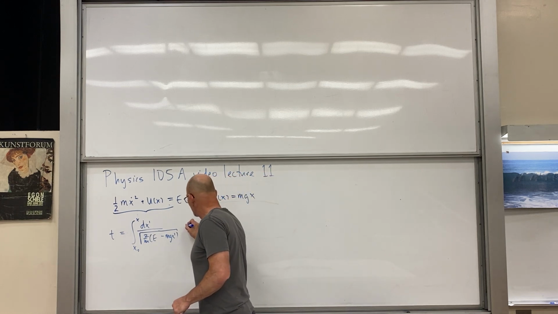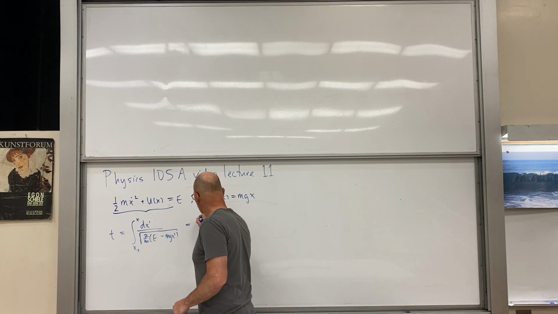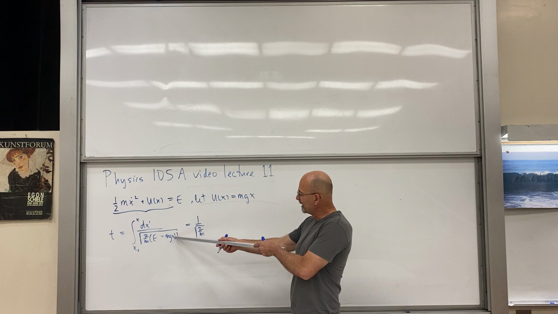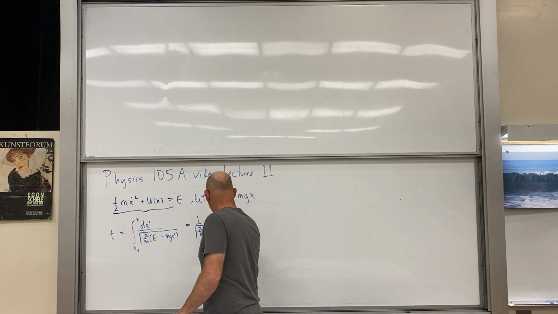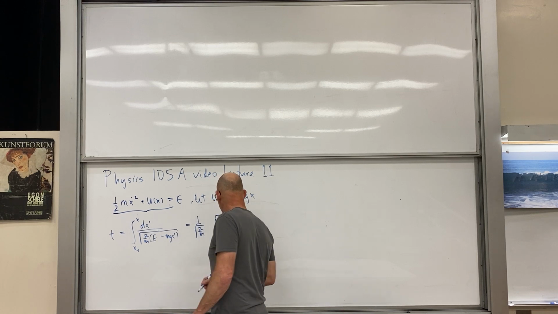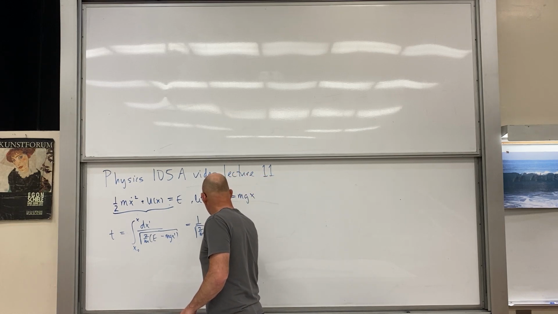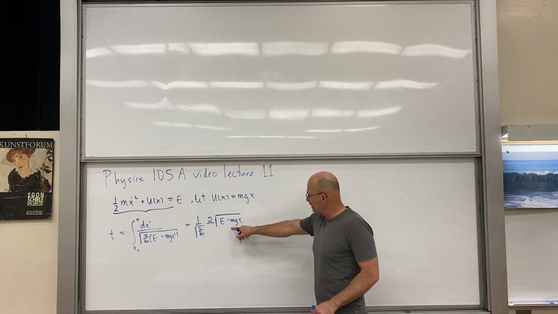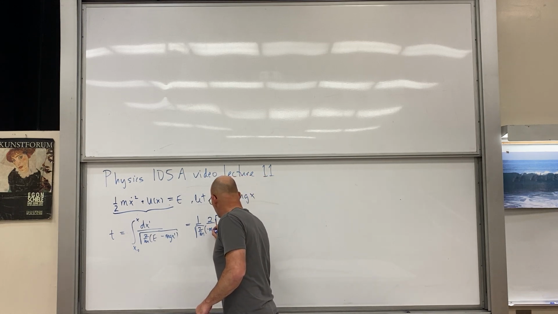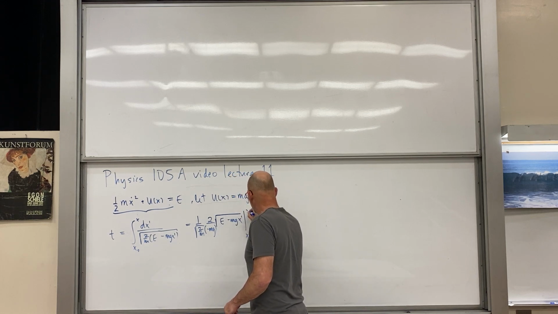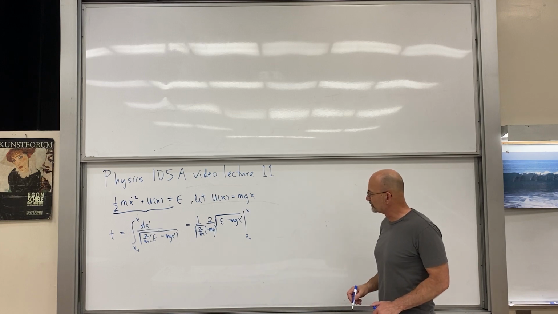And now we have to do this integration. I'll pull out the 1 over root 2 over m right away. And then the antiderivative of the square root of e minus mgx would be the square root of e minus mgx. But when we take the derivative, of course, we get the 1/2, so we're going to have a 2 up here. And then the inner derivative, we're going to have minus mg. So this, from x0 to x, is what we have to evaluate.